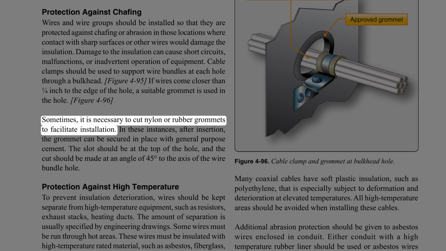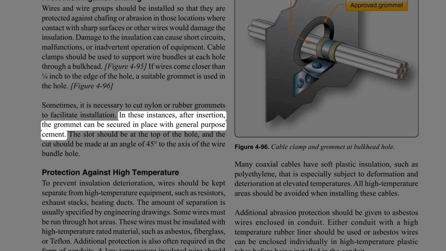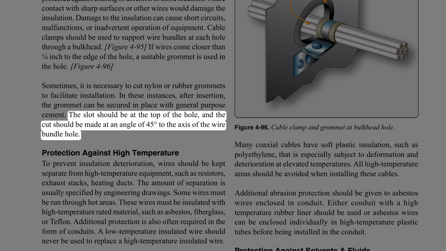Sometimes, it is necessary to cut nylon or rubber grommets to facilitate installation. In these instances, after insertion, the grommet can be secured in place with general-purpose cement. The slot should be at the top of the hole, and the cut should be made at an angle of 45 degrees to the axis of the wire bundle hole.